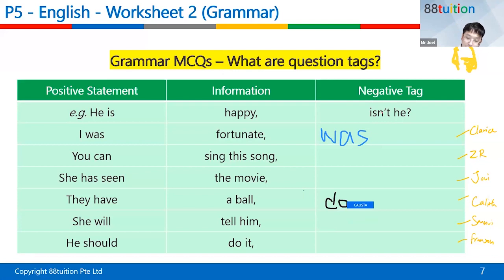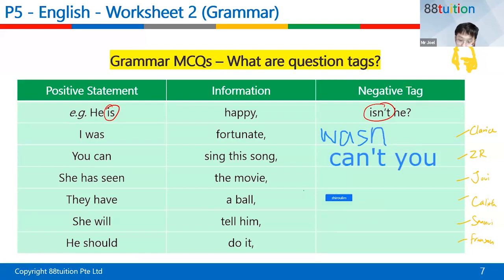Remember, it must be changed to the negative, yeah? So is over here becomes isn't, right? Isn't that obvious? So how do you change the rest then? Very good, Zero. You can sing this song, can't you? Question mark. Don't forget a question mark, okay?